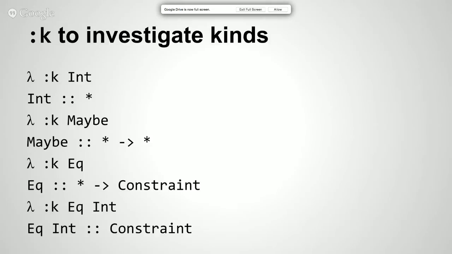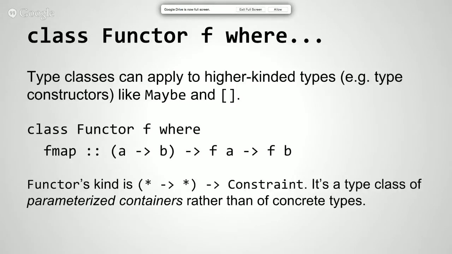So yeah, as I showed, you can use :k to investigate kinds. And now we can talk about Functor, because Functor is a type class that applies to higher kinded types, basically meaning type constructors. Its kind is (* -> *) -> Constraint, or another way to think about that is that it's a type class on type constructors of arity 1. And Functor f has one member, fmap, which takes a function and an f of a and returns an f of b.